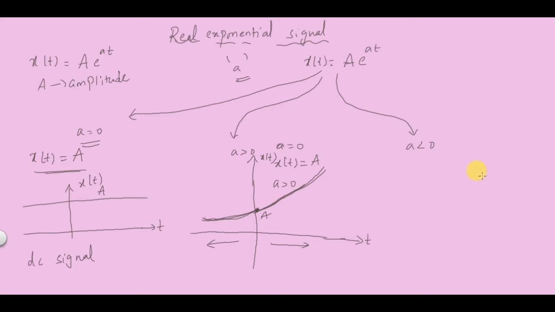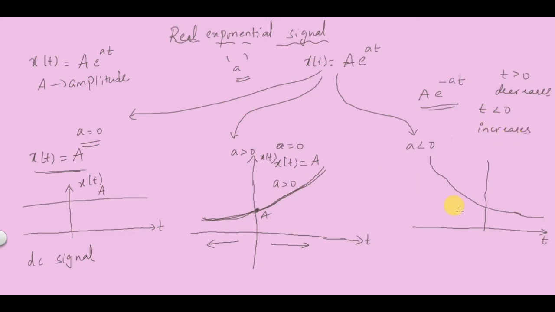Similarly, for a less than 0 the case is opposite. For negative values it increases and for positive values it decreases, because when a is less than 0, it becomes A e power minus at. For t greater than 0 it decreases exponentially, and for t less than 0 it increases exponentially. At 0 its value is equal to A.